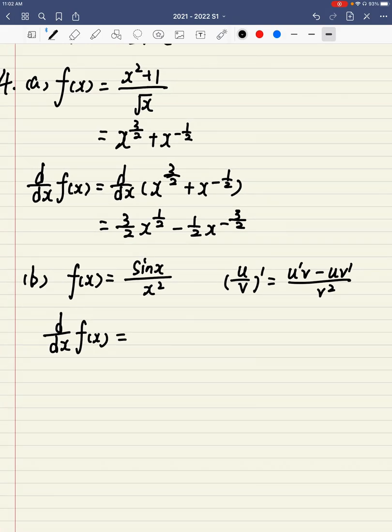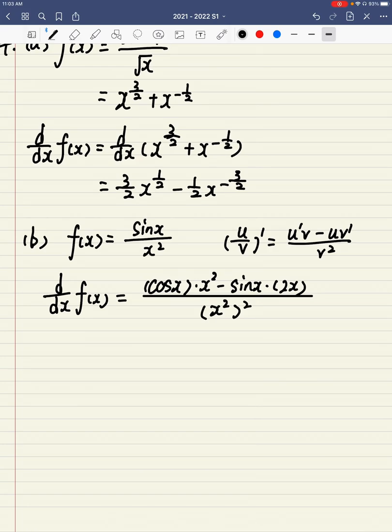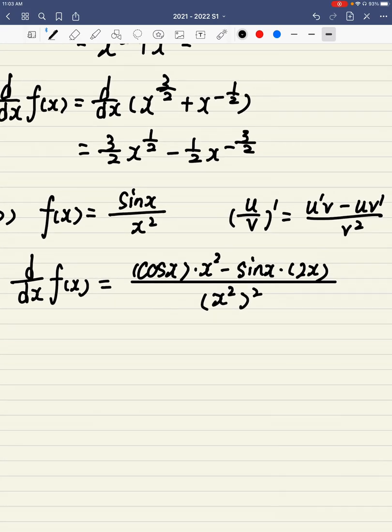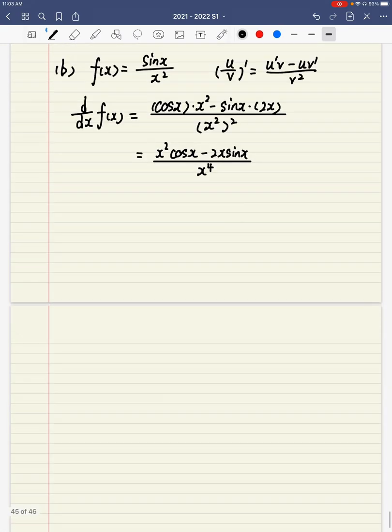So here, it is sine x. What is sine x's derivative? Cosine x. Cosine x times x squared minus sine x times x squared's derivative, which is 2x, over x squared squared. Which is just x squared cosine x minus 2x sine x over x to the power 4. All right, so that's part B.